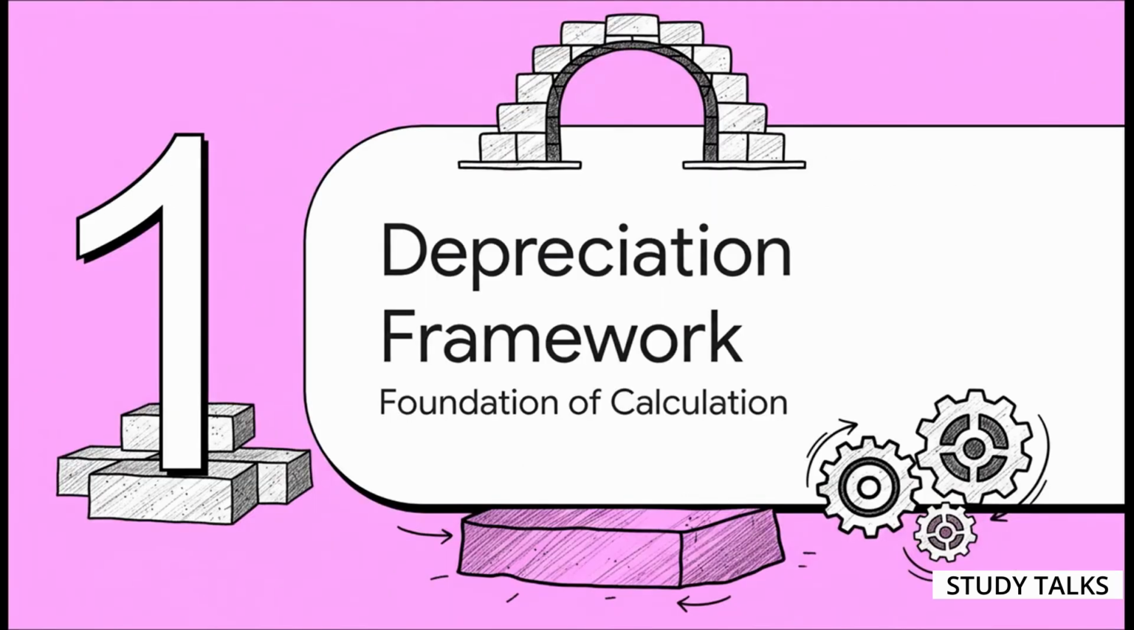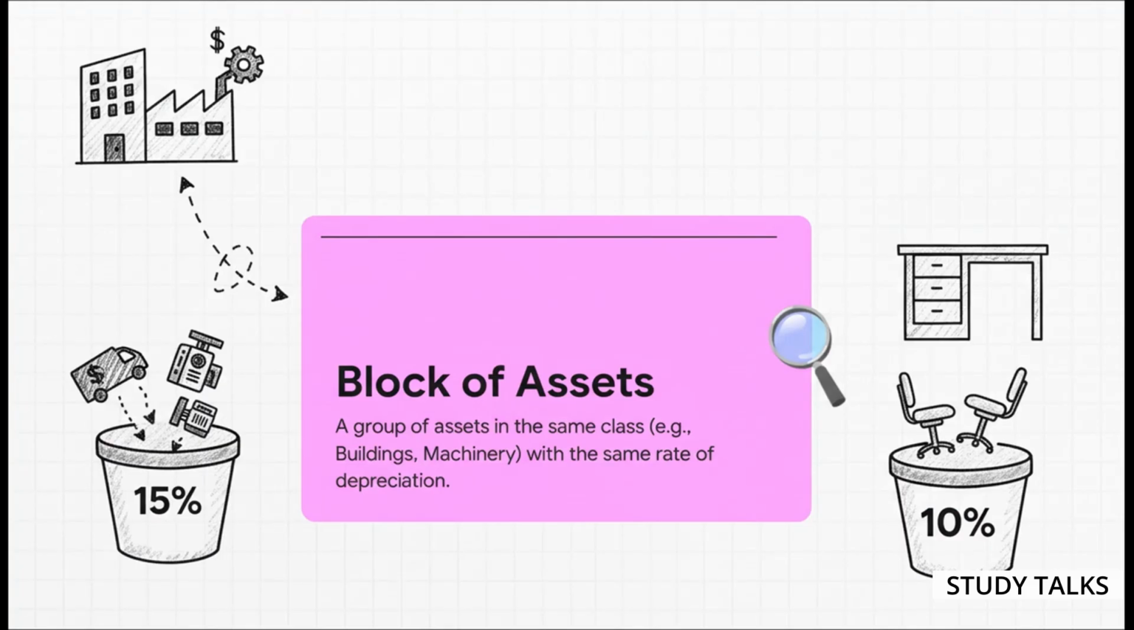First up, the depreciation framework. Seriously, if you get this foundation right, every single calculation that follows becomes so much easier. Let's lock this in. First thing you have to burn into your memory, under the Income Tax Act, we do not calculate depreciation on individual assets. We group them together into what's called a block of assets. So all your plant and machinery at a 15% rate goes into one bucket. All your furniture at 10% goes into another. This is a fundamental concept. You have to get this.